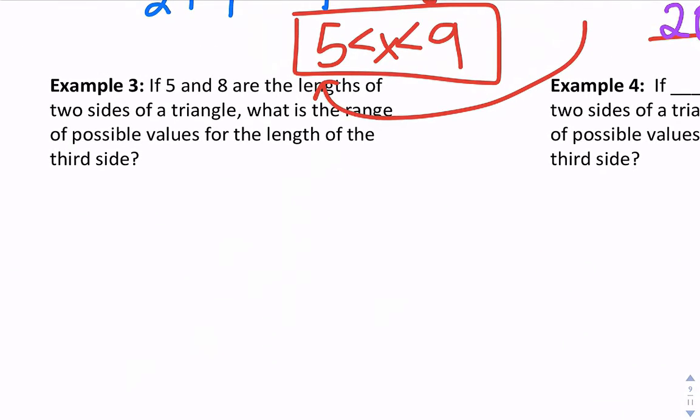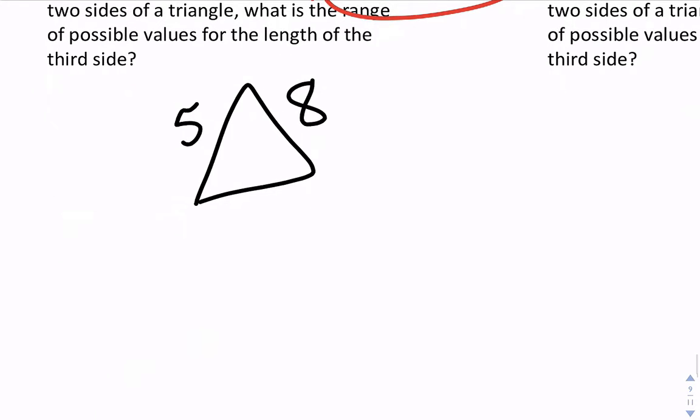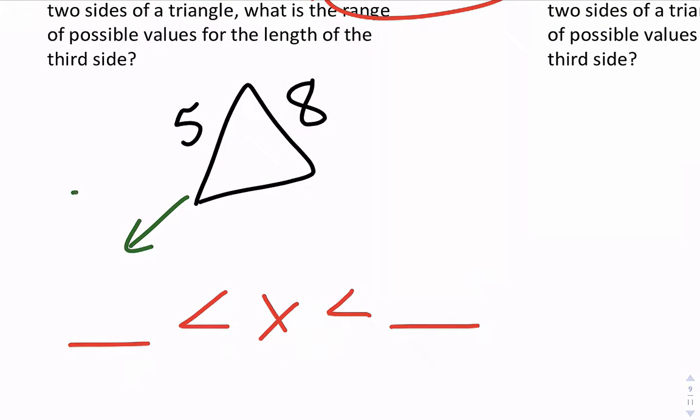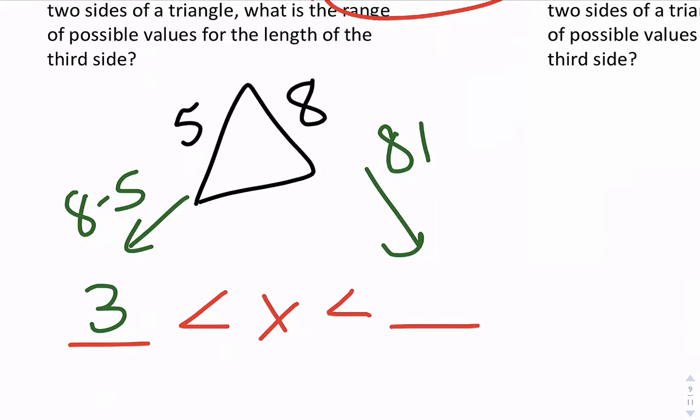Example 3, if 5 and 8 are the lengths of the two sides of the triangle, what are the lengths of the third possible side? So again, here's my inequality. I know x has to be between two numbers. To find the numbers, we add and subtract. So here we'll subtract them. 8 minus 5. 3 is the smallest it can be. Actually, it has to be bigger than 3. And then here we add them. 8 plus 5 is 13. So x has to be bigger than 3 and smaller than 13. So you can do an example like 11. Would 11 work? And it does, because 5 plus 8 is bigger than 11.